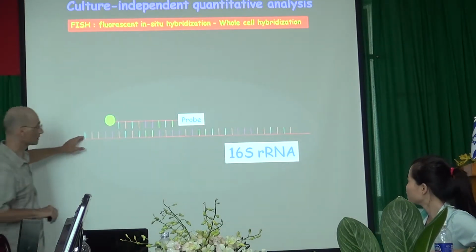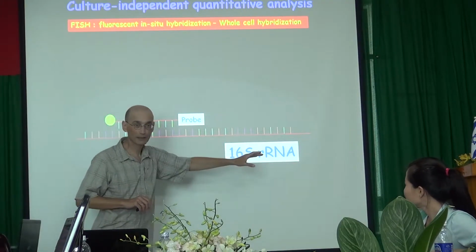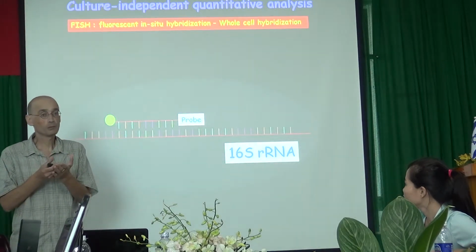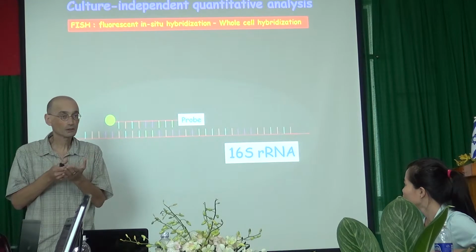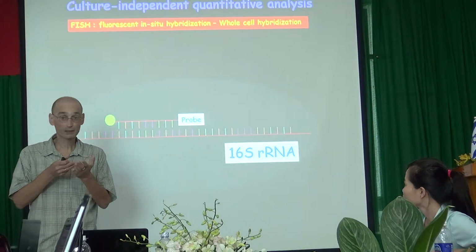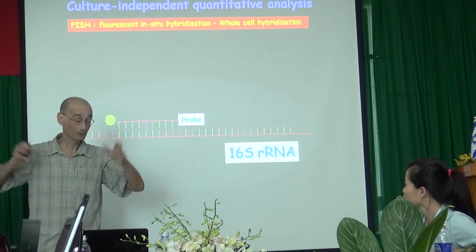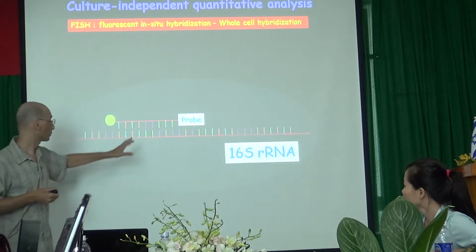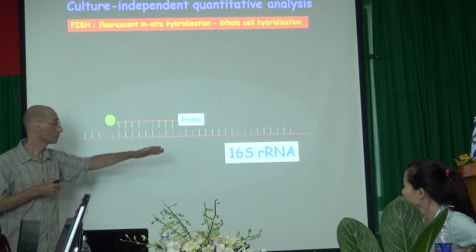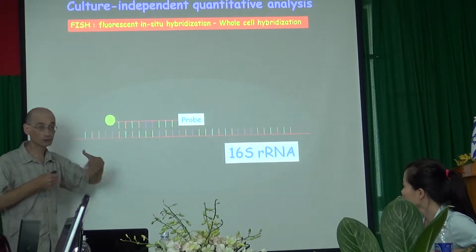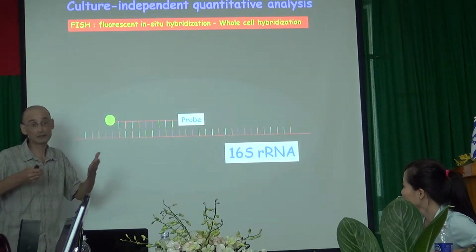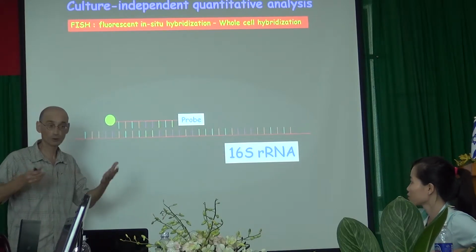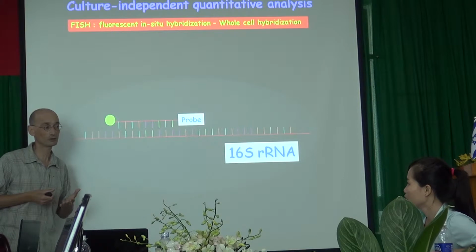Since the 16S ribosomal RNA sequence is actually complementary, is based on the sequence of the gene, the 16S ribosomal DNA, finding a probe which fits the particular RNA that you're looking for follows exactly the same rules as finding primers. So you use the same type of applications.